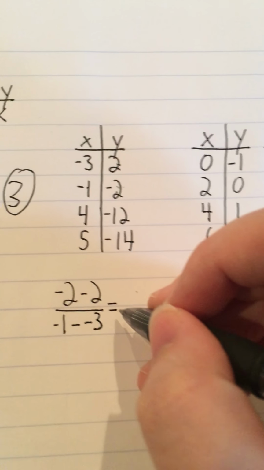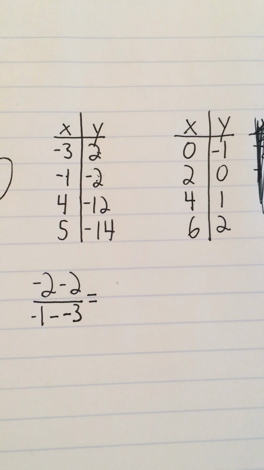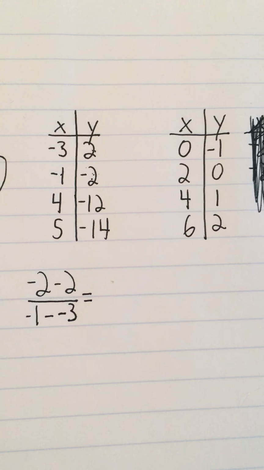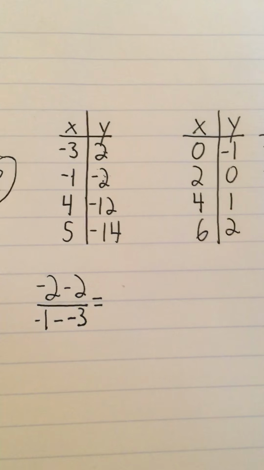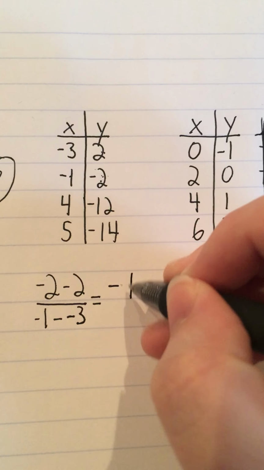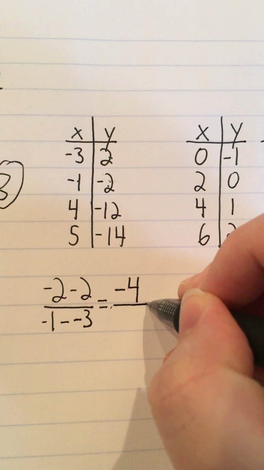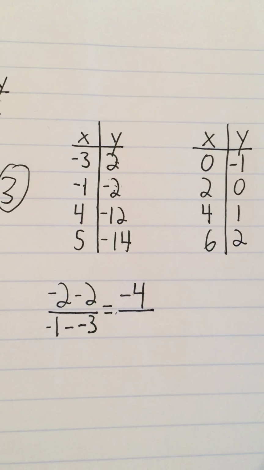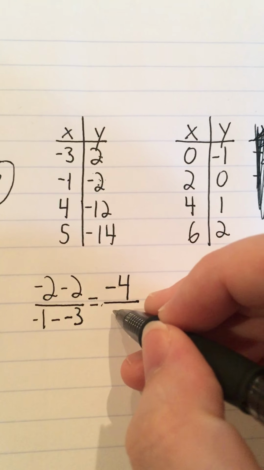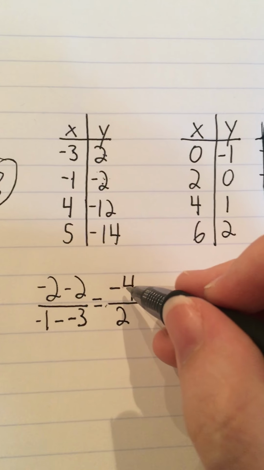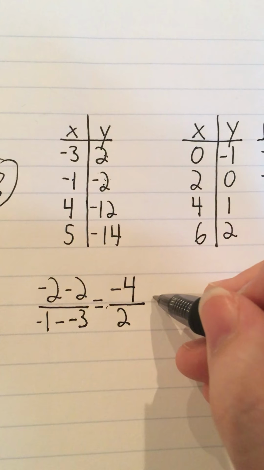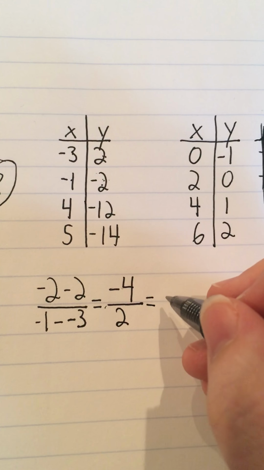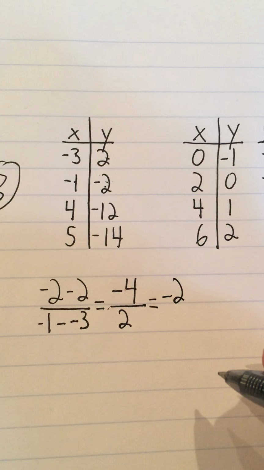Now you have to be careful of your negative rules and your integer rules, but negative 2 minus 2 is negative 4, and negative 1 minus negative 3 is 2. So then you're left with a slope of negative 4 divided by 2. When you simplify it, it is negative 2.